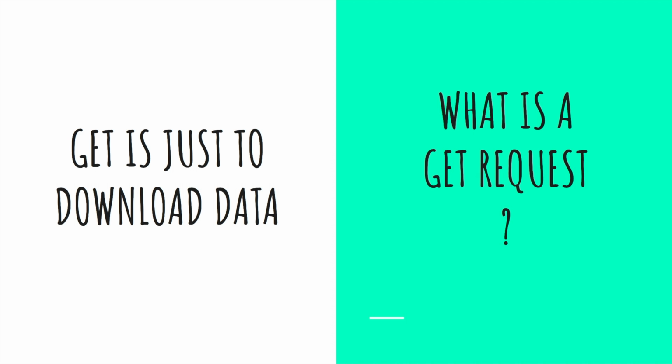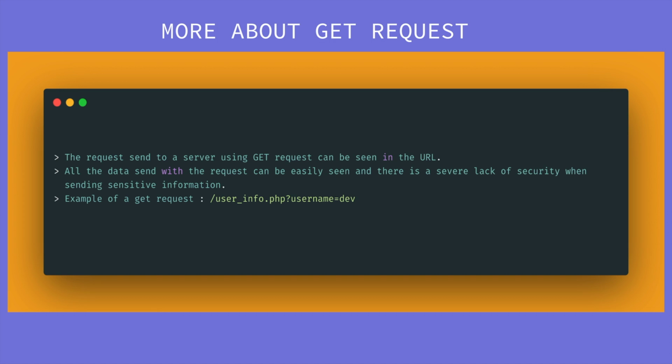What is a GET request? Think about a GET request to be a request that is only used to download some piece of data. It is only used to get data from a server or an API endpoint, and it's never used to send some data which will be stored in the database. More about GET request is all of the data that you will be sending to the server or the API endpoint can be seen through the URL, which means if the user wants, they can change the URL to whatever they want it to be, and that will change the request sent to the server, which also creates a lack of security whenever you are trying to send some sensitive information.